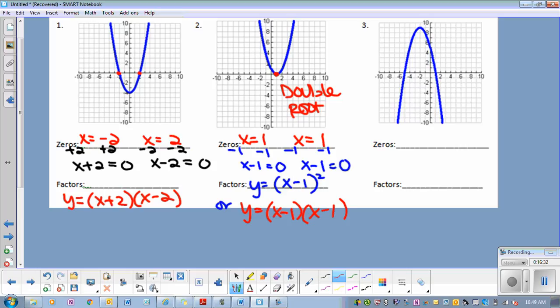All right, so let's look at number 3. What are my zeros here? -5 and 1. So then my factors are what? x plus 5 and x minus 1. So it'll be y equals x plus 5, x minus 1. Guys, put that in the calculator and see if it looks like your graph.